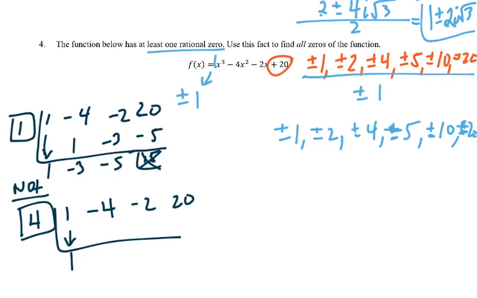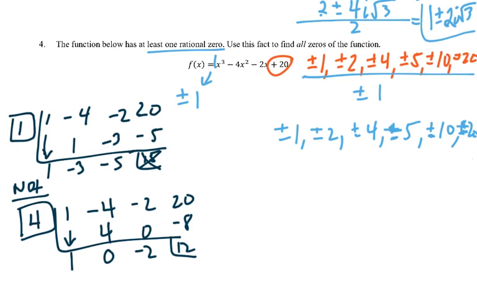4 times 1 is 4. -4 plus 4 is 0. 4 times 0 is 0. -2 plus 0 is -2. 4 times -2 is -8. That gives me a remainder of 12. So that didn't work.